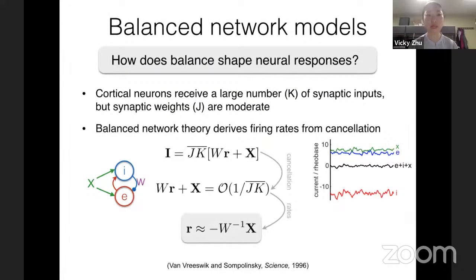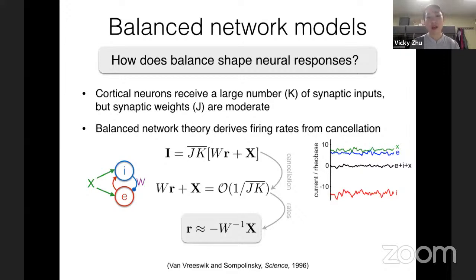So let's check out what I mean by balance, first of all. What I actually mean is that the total current input I here can mathematically be decomposed into two kinds of sources. As you can see from the left diagram here, one of the sources is coming from the external input, which I mark in green arrow here, and the other one is the strong recurrent input, which is the blue and the red arrow here. Since the cortical neurons receive a large number of synaptic inputs, however, the synaptic weights are not so weak, so we have moderate synaptic weights.